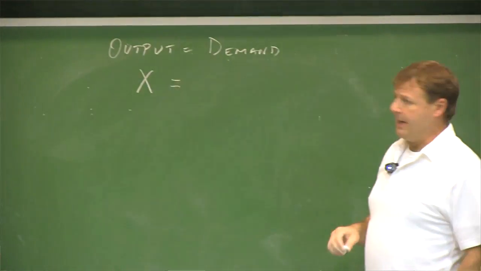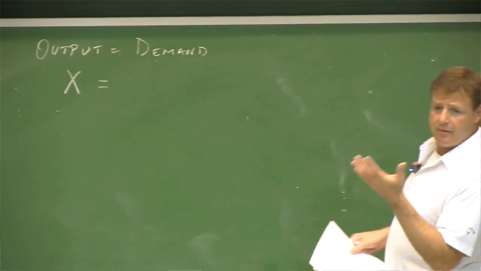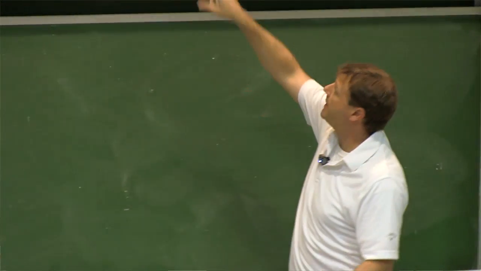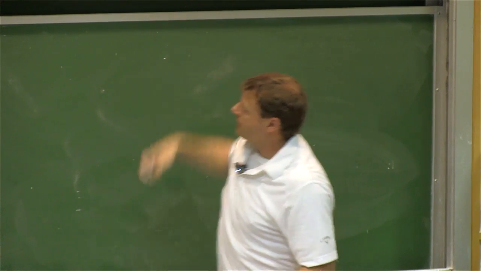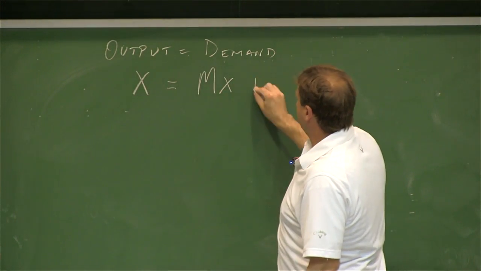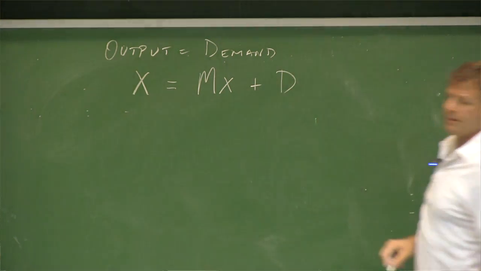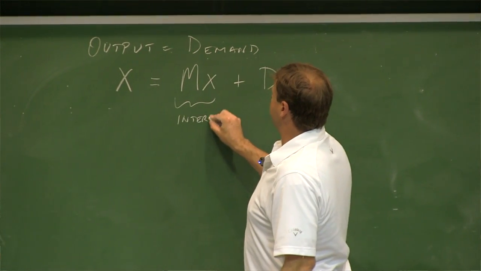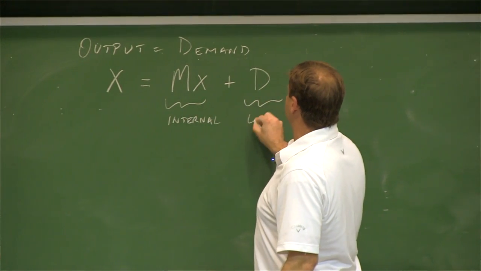And then the internal demand, depending on how much output, I multiply it by that matrix. That matrix tells me how much I need to spend on each type. So the internal demand is going to be Mx, and then I have the external demand. And this is the internal. And this is the external.